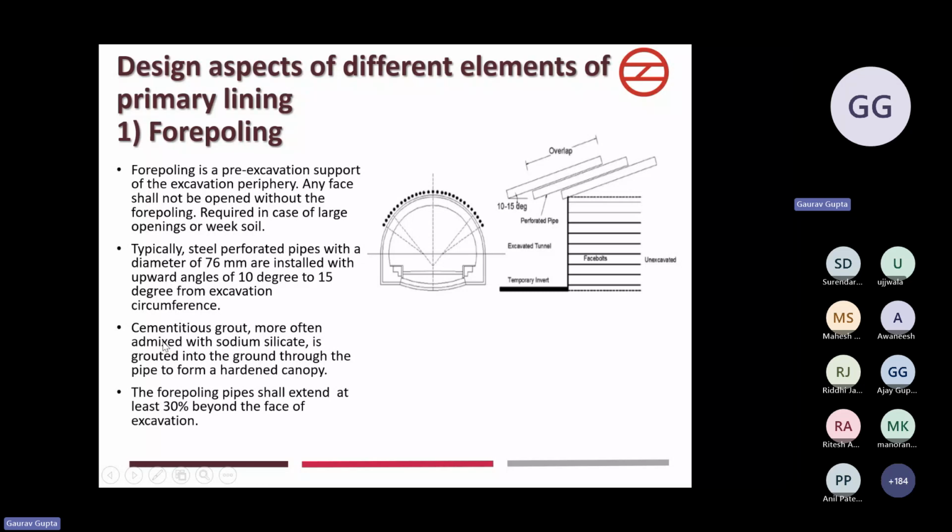Cementitious grout, more often admixed with sodium silicate, is grouted into the ground through the pipe to form a hardened canopy. The forepoling pipe shall extend at least 30% beyond the face of the excavation. Like this is the face of the excavation in the diagram which I've shown. Then the minimum length of the forepoling pipe shall extend 30% beyond the face of the excavation.